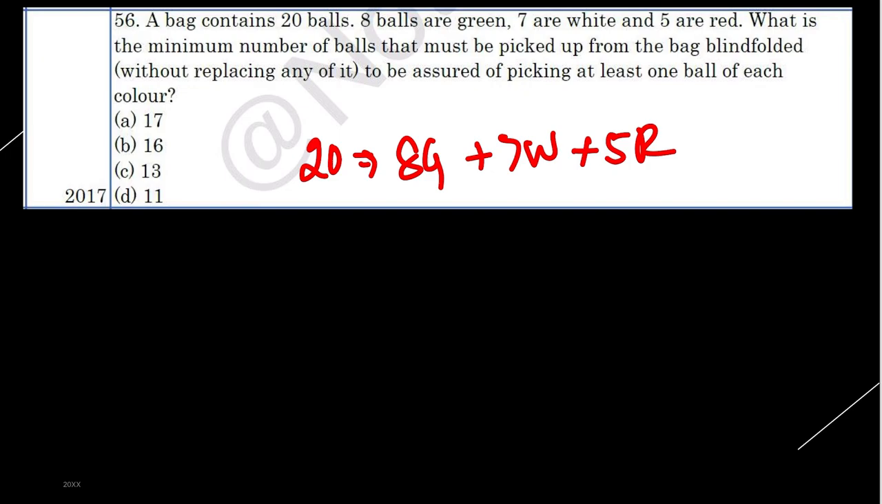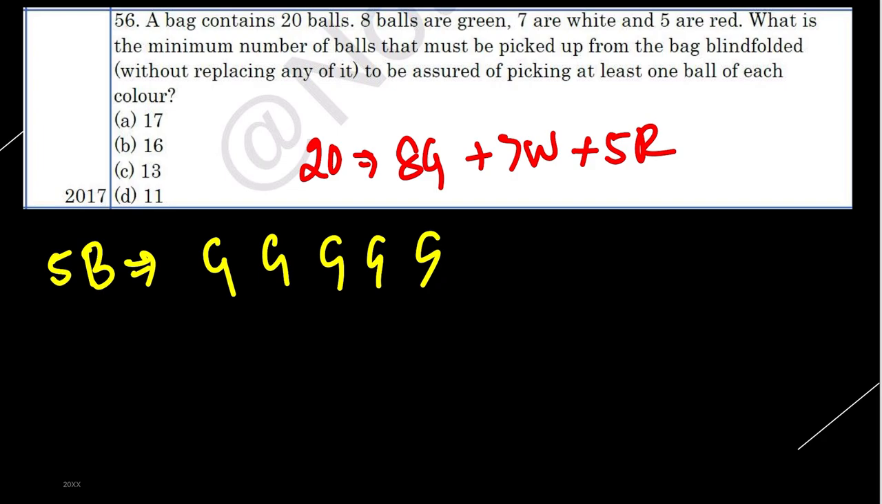At least one of each means that after picking some n number of balls, suppose I have picked 5 balls, can I be sure that I picked all the colors? So we have to count how many minimum balls I have to pick to make sure that I have all 3. So let's start. Suppose I have picked 5 balls. Is it necessary that I picked all the colors? 5 balls could be green, green, green, green, green. So there is a chance that all are green, so we have not picked all the colors. So 5 is not the answer.